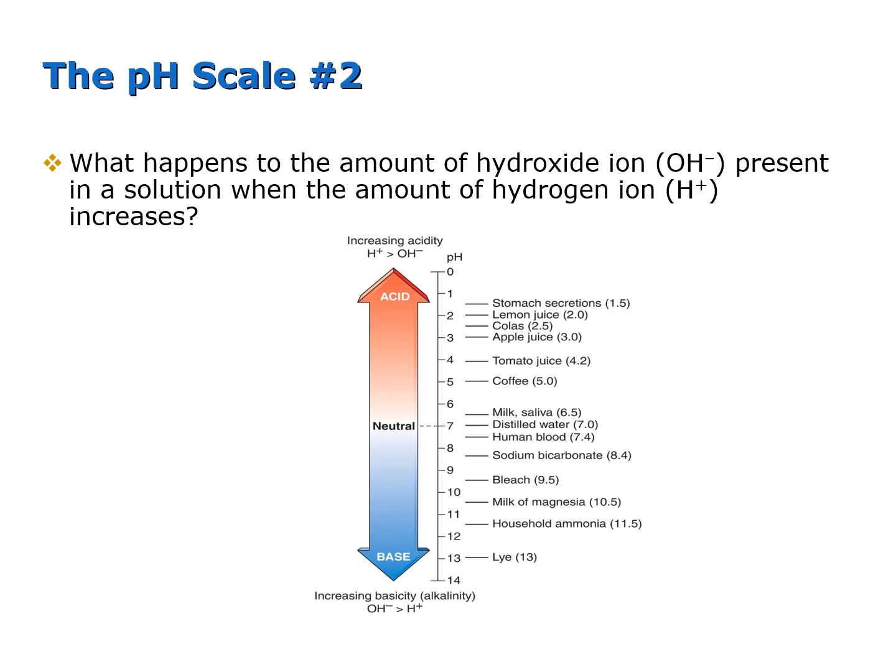If we're going into the acid part of the scale, you see again coffee about 5, tomato juice 4.2. All the soda drinks are very acidic, so now you understand the damage that sodas can do to our stomach or to our teeth. Lemon juice about 2 and the stomach around 1.